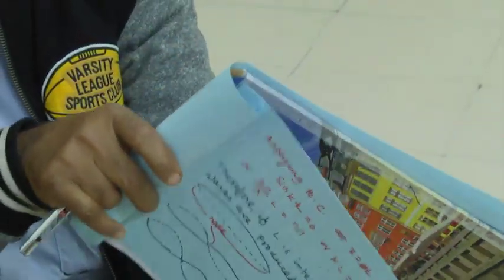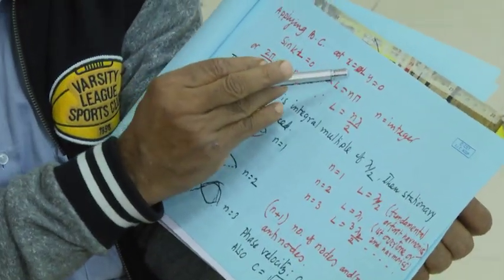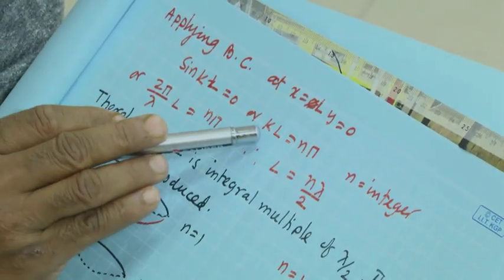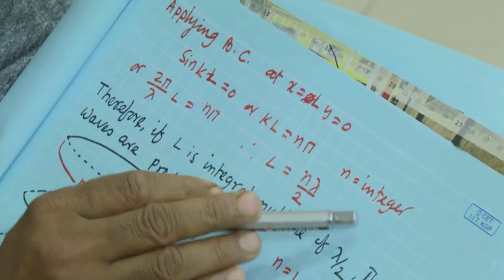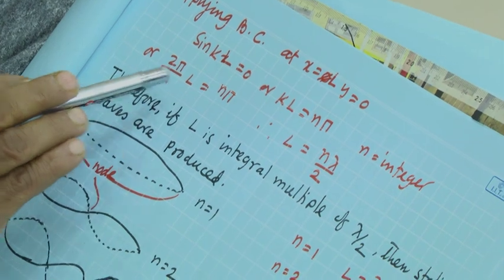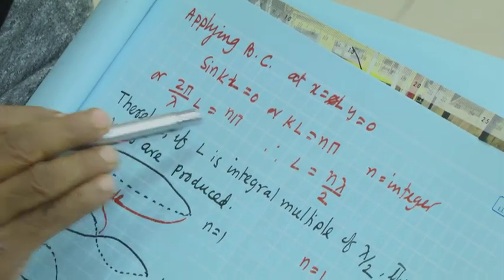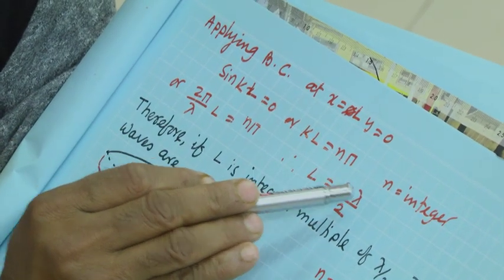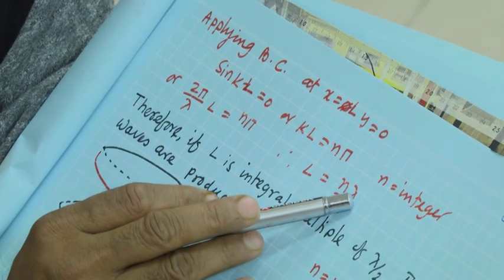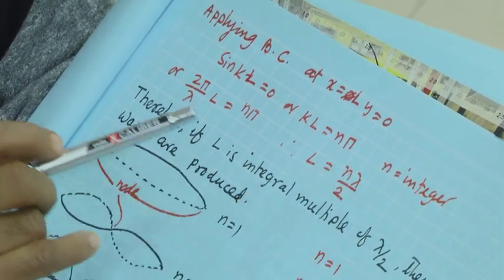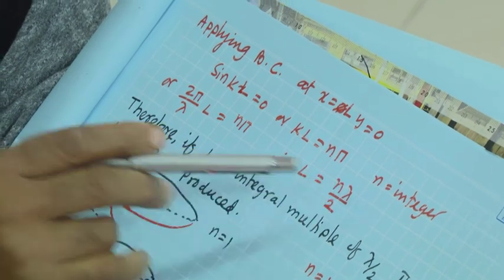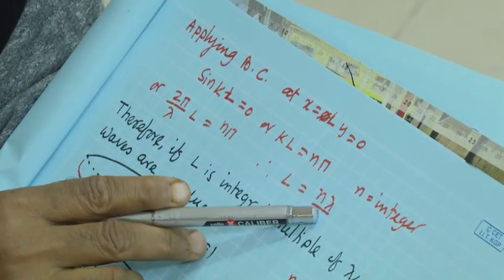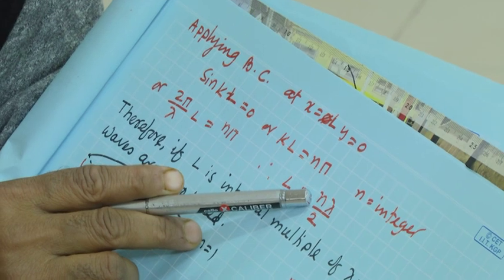Then the other condition, applying at x equal to capital L, y equal to 0. So sin kL equal to 0. From here you get kL equal to n pi, where n is an integer. So k is 2 pi by lambda, into L equal to n pi. So L equal to n lambda by 2. Lambda is, as I told, the wavelength, the periodicity in space, periodicity in length, and n is called the mode.